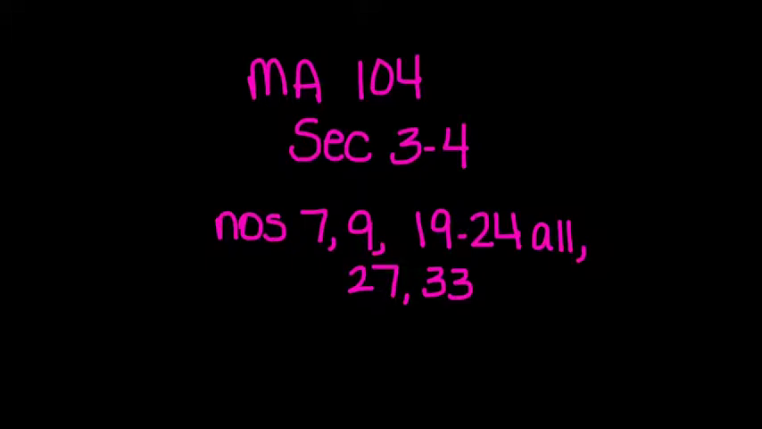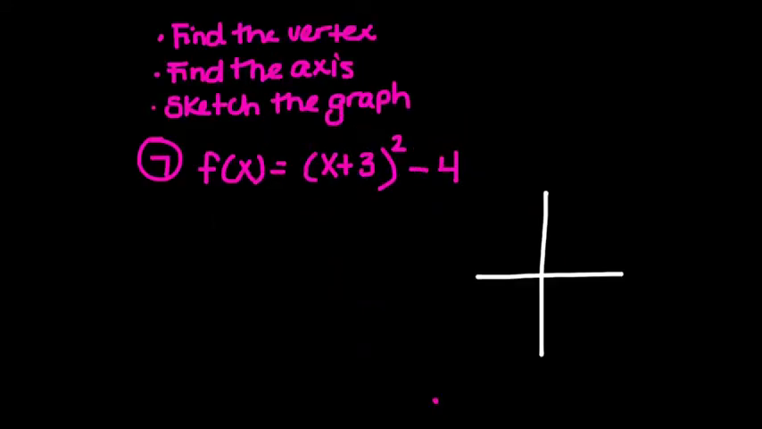MA 104, Section 3.4. We are asked to find the vertex, find the axis of symmetry, and sketch the graph.